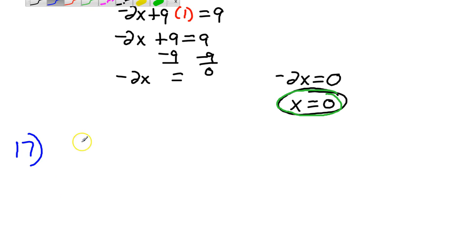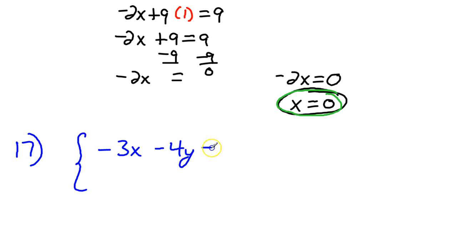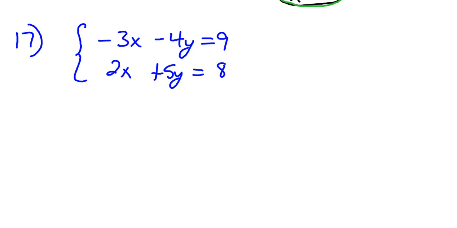Okay, so let's go with negative 3x minus 4y equals 9, and then 2x plus 5y equals 8. Okay, so here's the part that makes this one the most difficult of the ones we've done so far.